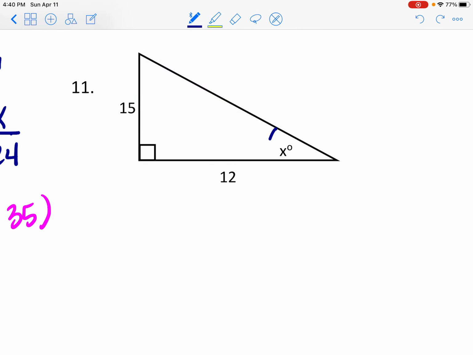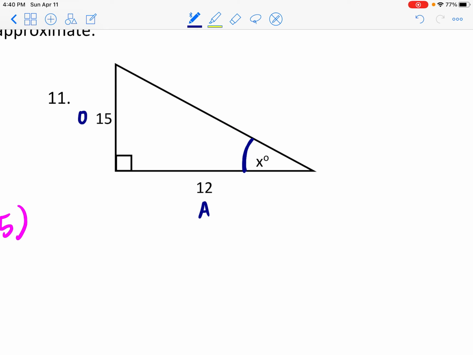So this angle is what I'm looking for, and according to this angle, this is the adjacent side, and this is the opposite side. So I'm going to use tangent. I'm going to say that the tangent of my angle, which is x here, has to equal my opposite over my adjacent, so 15 over 12.